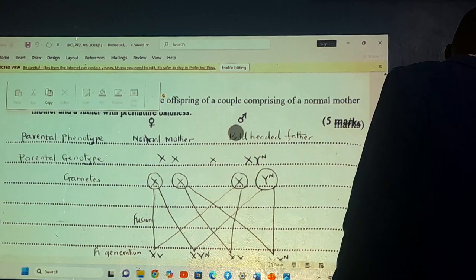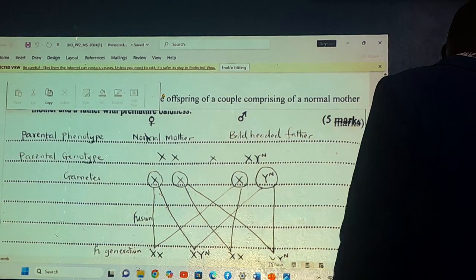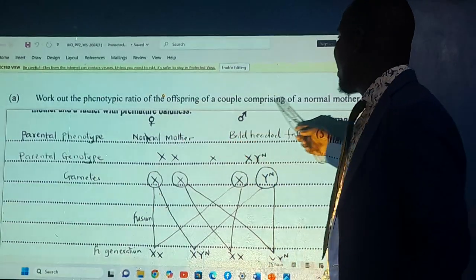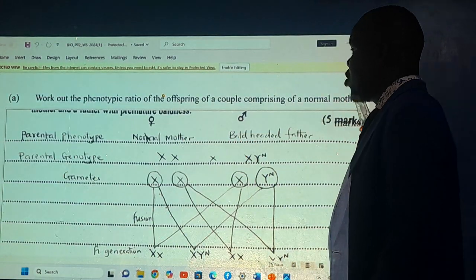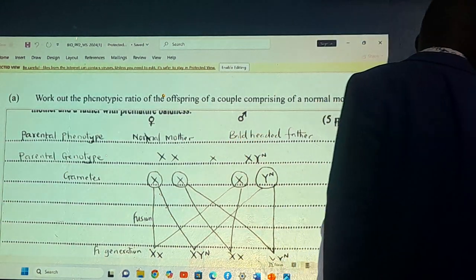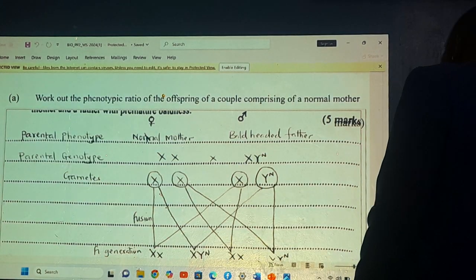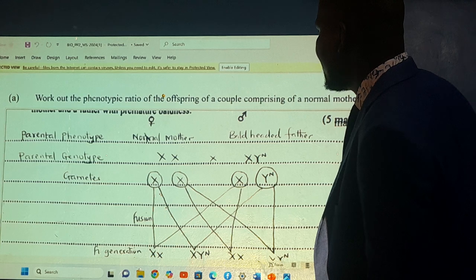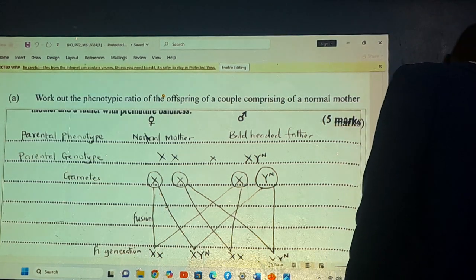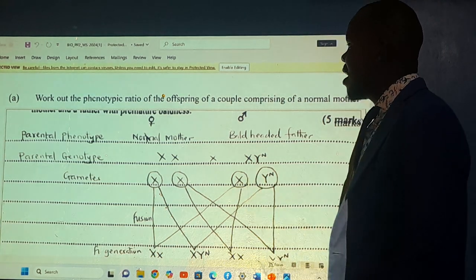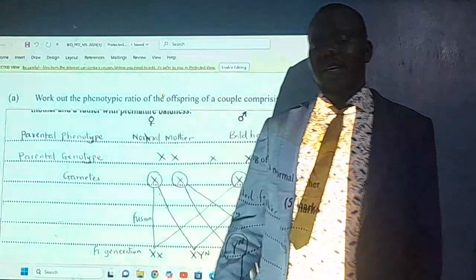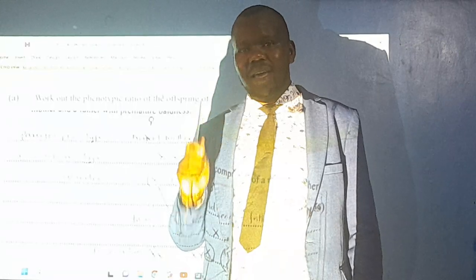Here is the first question. Work out the phenotypic ratio of the offspring comprising a normal mother and a premature bald man. The man is premature bald. The female is always normal. Even if you are not told, the female should be normal, because the female has XX chromosomes.